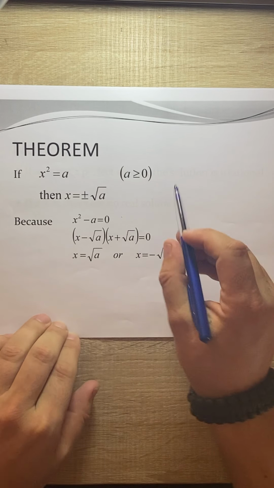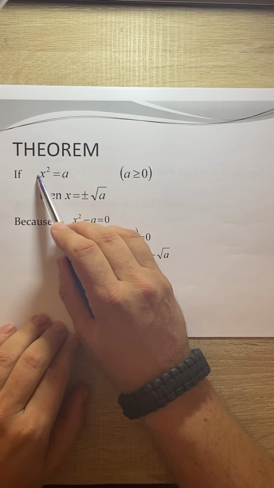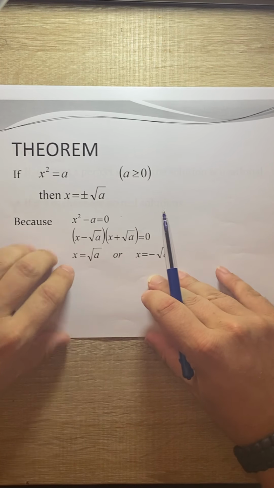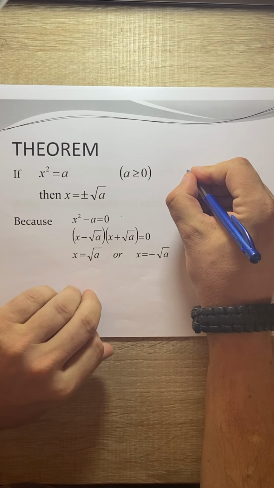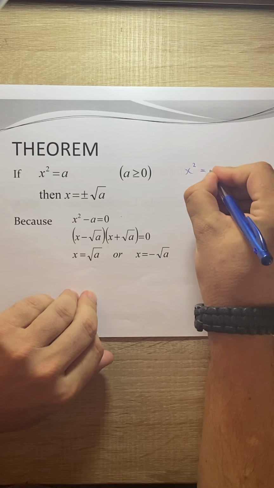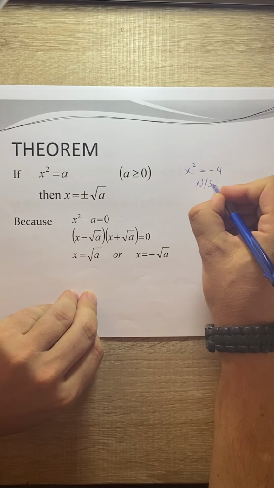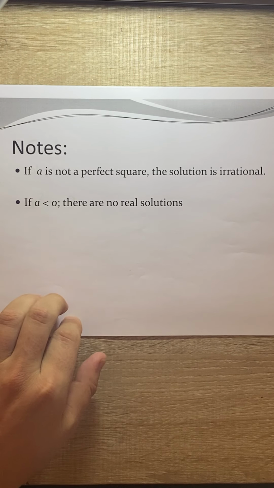Also, what you need to take from this is whatever your x squared or m squared or whatever squared, it must be equal to a positive number, okay? So, for example, you cannot have something like this. X squared is equal to minus 4, okay? If you had something like that, you can say straight away, no solution. All right. So, some notes.